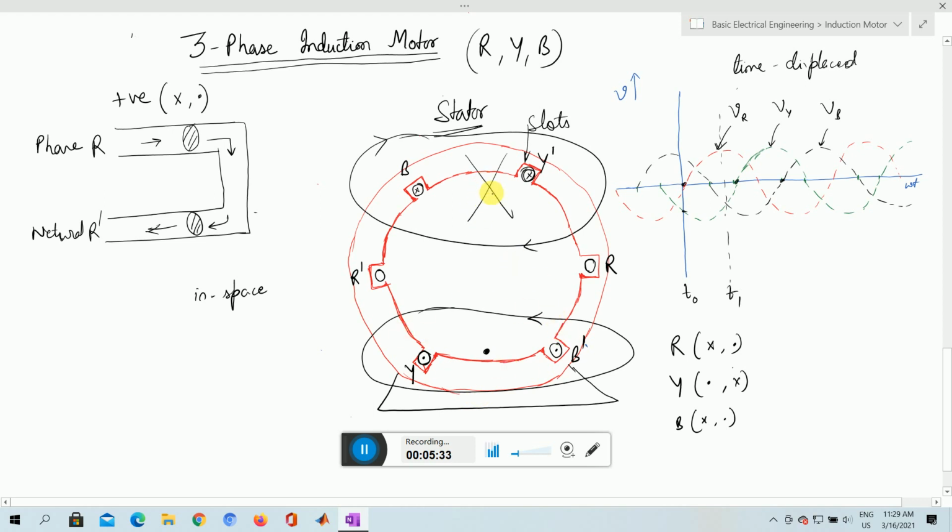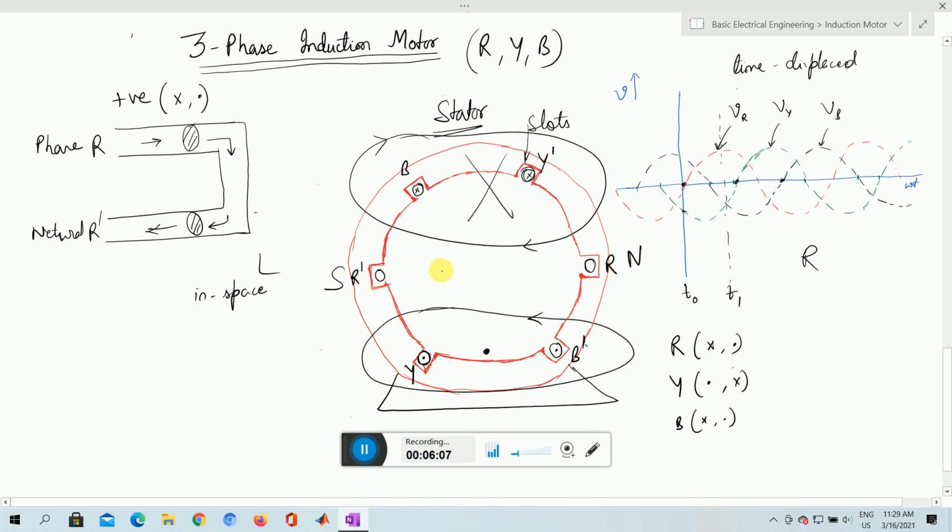If you put your thumb out of the screen, your fingers will wrap anti-clockwise. Similarly, if you put your thumb into the screen, your fingers will wrap clockwise. So the resultant flux is going from the right-hand side to the left-hand side. We can assume this side is a north pole, and from the north pole the flux goes towards the south pole.